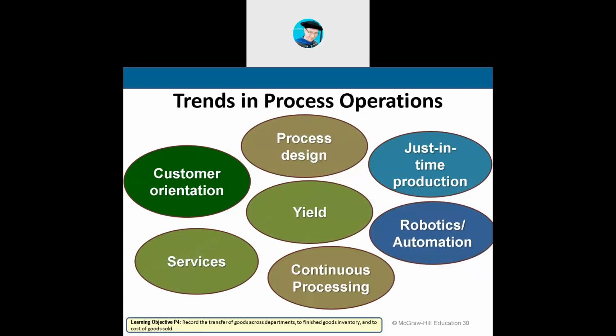A couple of trends that have been happening within work and process operations: more robotics, more automation, surrounded by customer service, additional services, process design, yield, continuous processing, and just-in-time production. Think about a facility that manufactures water bottles.